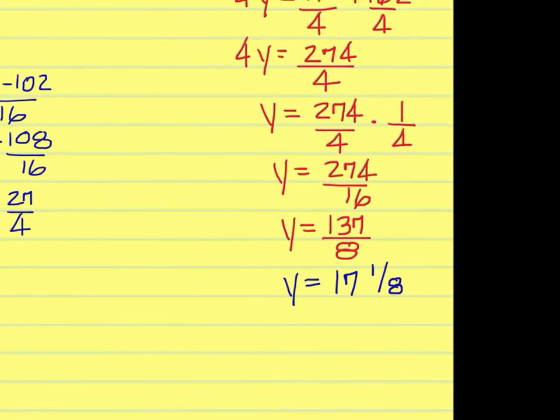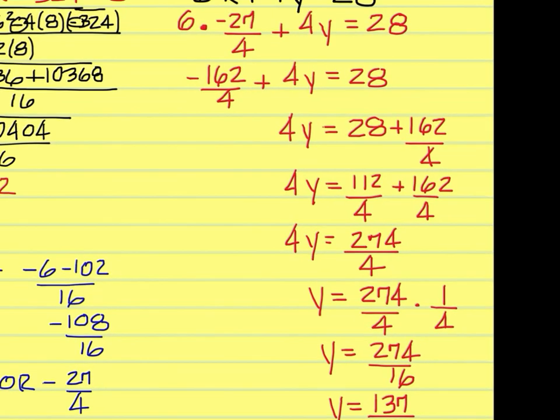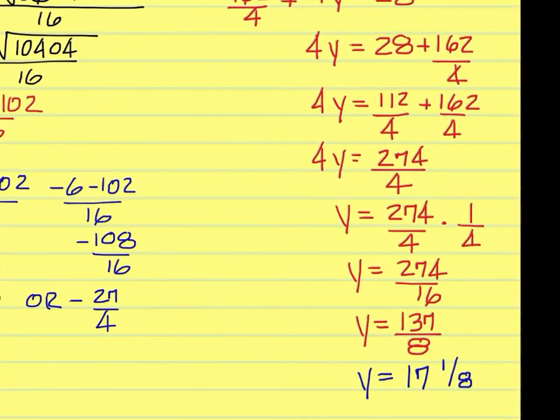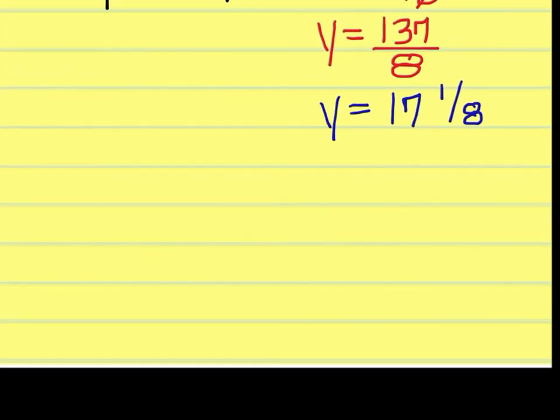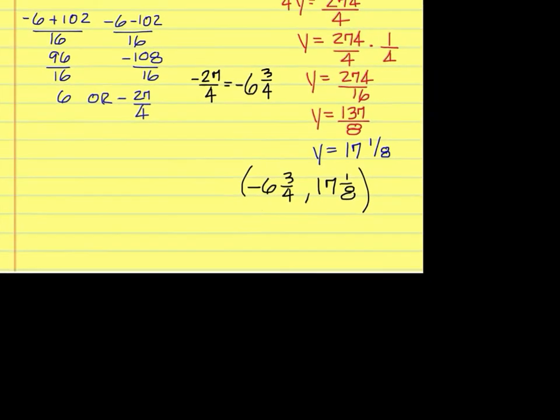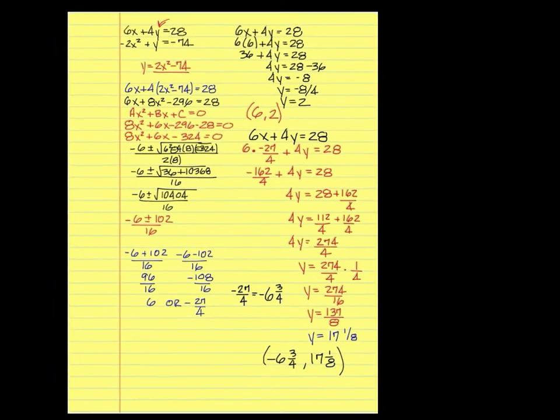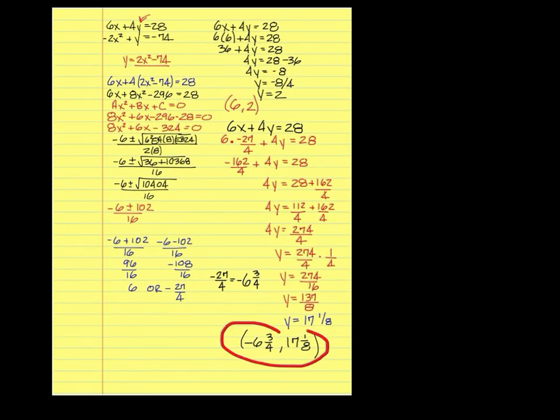Now remember, you put in up here a negative 27 over 4. So a negative 27 over 4 is the same thing as having a negative 6 3/4. So that's what we put in, was a negative 6 3/4. What we got back was 17 1/8. So your two solutions for this problem can be found here and here.